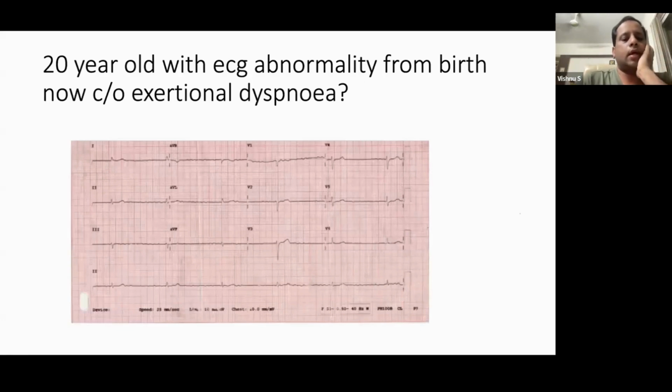In this ECG, can anyone see the P wave, or any other wave apart from the P wave?